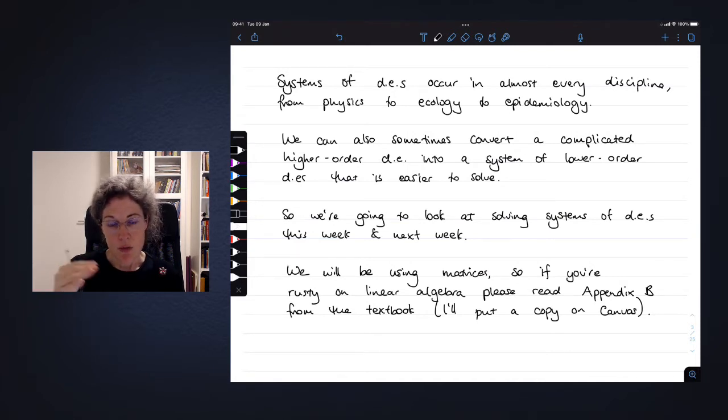Another reason is that we'll see very shortly, you can often take a higher order differential equation, like a second order differential equation, and turn it into a system of lower order differential equations. So it might be that while it's tough to solve the higher order DE, it's easier to solve the system of lower order DEs. So that's another reason we use this technique.